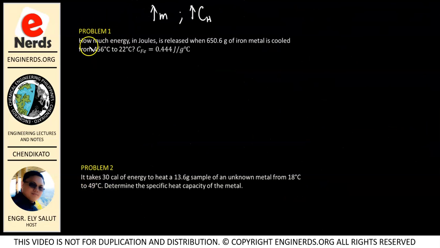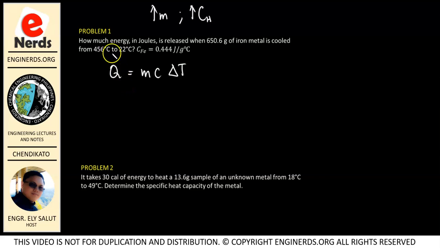So in problem number 1, we have how much energy in joules is released when 650.6 grams of iron metal is cooled from 456 degrees Celsius to 22 degrees Celsius when the specific heat of iron is equal to 0.444 joules per gram per degree Celsius. Okay, so we're going to use yung equation na na-derive natin. Our Q is equal to mc delta T.